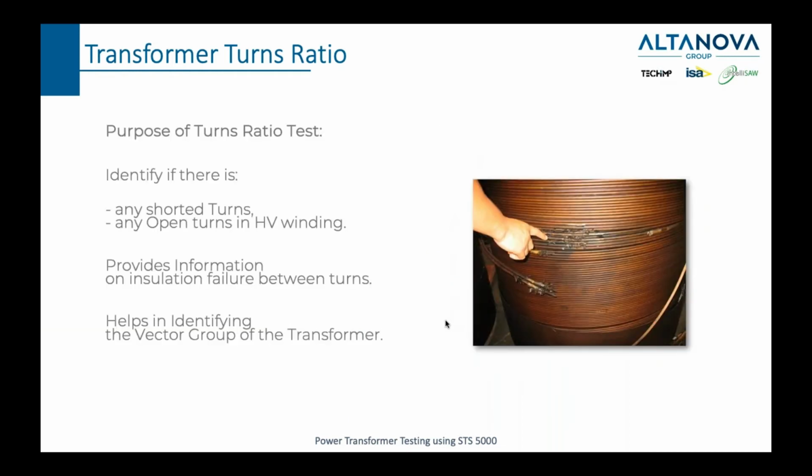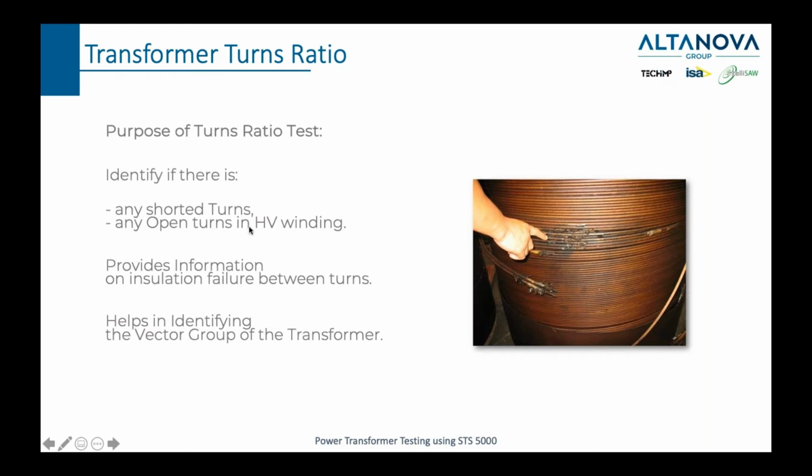What is the purpose of the ratio test? The purpose of the ratio test is to identify if we have any shorted turns. So for example, you see turns here. Due to high temperature, the insulation between two wires can melt and two turns can short. Or you can see if you have any open turns.